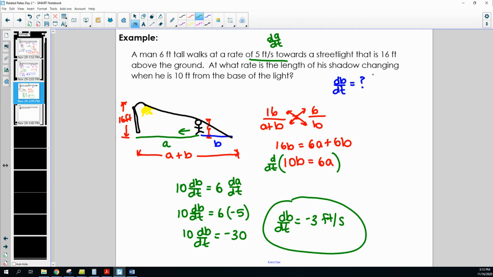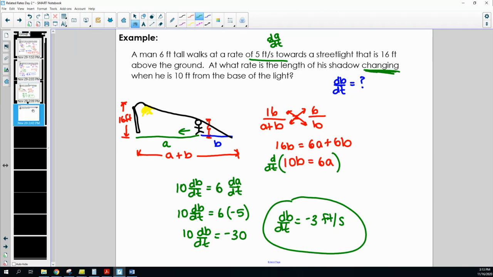So because it's saying changing, it's not indicating whether it's increasing or decreasing. So we need to make sure that we have the correct sign. So negative means that it's decreasing. If the question asked something like, at what rate is the length of his shadow decreasing? Then if it's already telling us it's decreasing, then our sign should be positive because it's just decreasing at a positive rate. So just pay attention to the wording. So if it asks just about changing, you want to make sure you have the correct sign and what makes sense in terms of the problem. If it asks you how it's increasing or how it's decreasing, then the sign should be positive. So just keep that in mind.